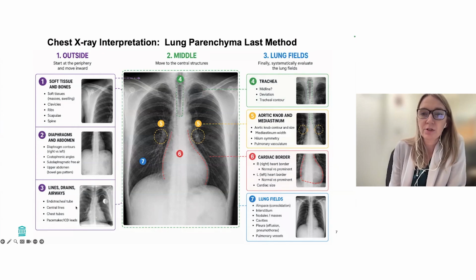Next, move to lines, drains, and airways. Here, you are looking at any kind of foreign body. You want to make sure lines and tubes are in good position.